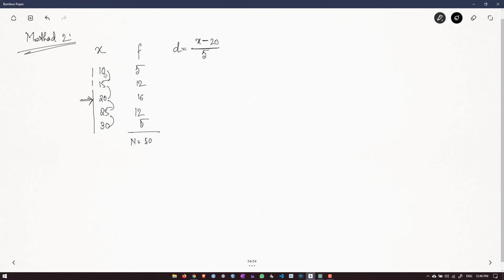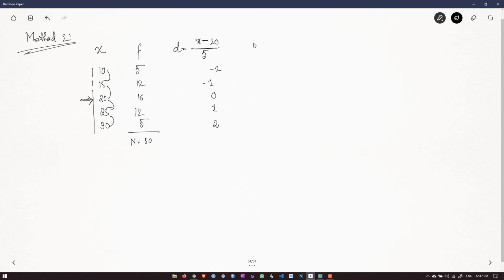So what will be the value for 10? In this case, it is 10 minus 20 divided by 5. Why 10 minus? Because the x value is 10. So 10 minus 20 is minus 10, minus 10 by 5 is minus 2. Similarly, this will be minus 1, this will obviously be 0 because 20 minus 20, this will be 1 and this will be 2. So we found that the values are minus 2, minus 1, 0, 1 and 2.